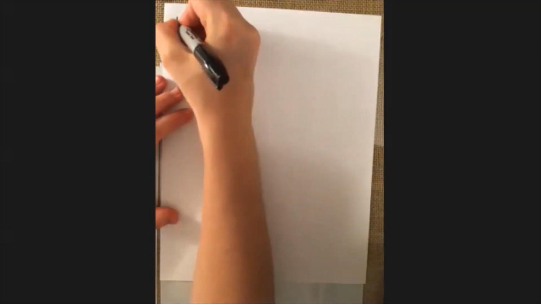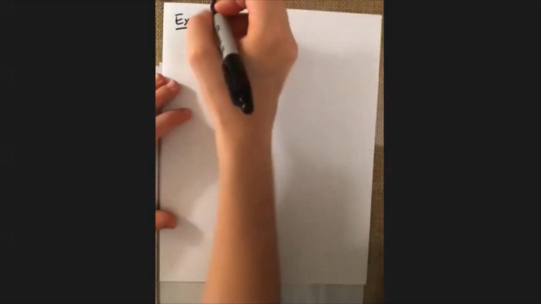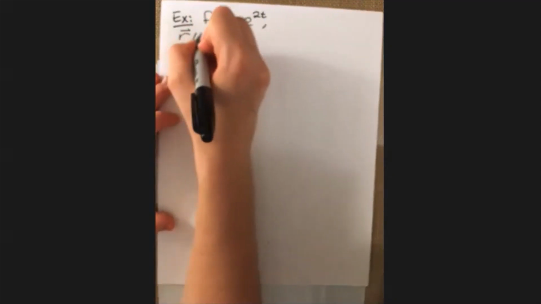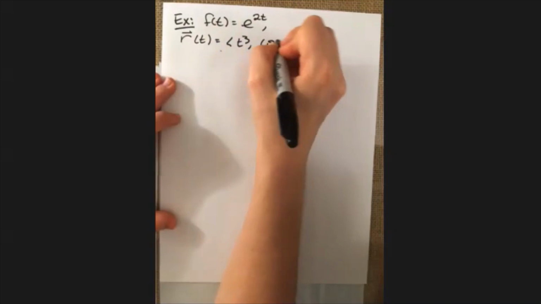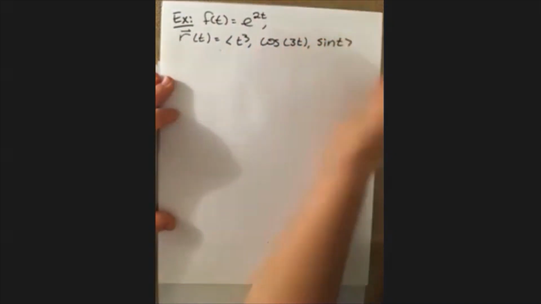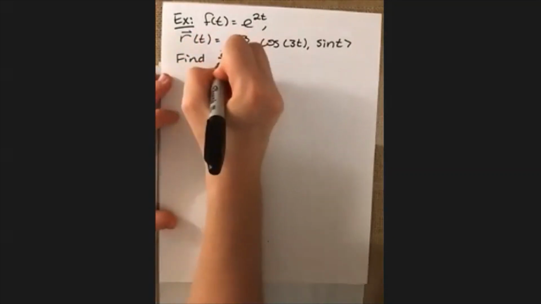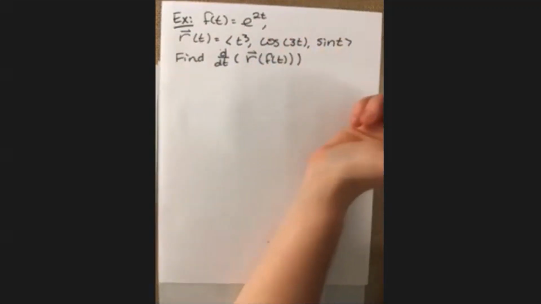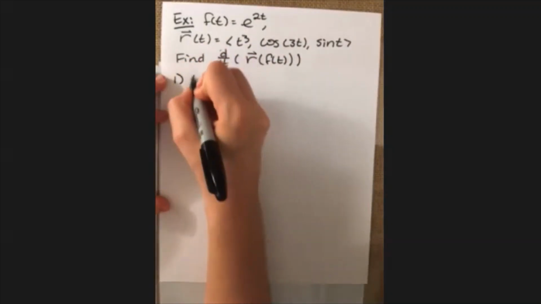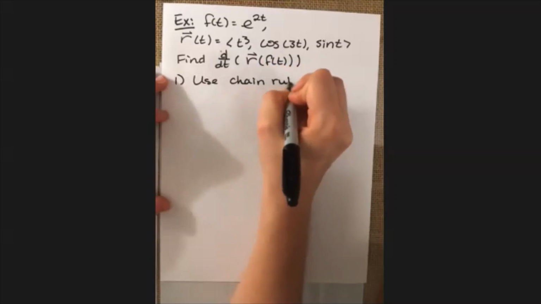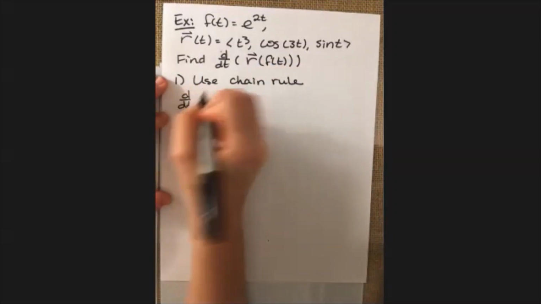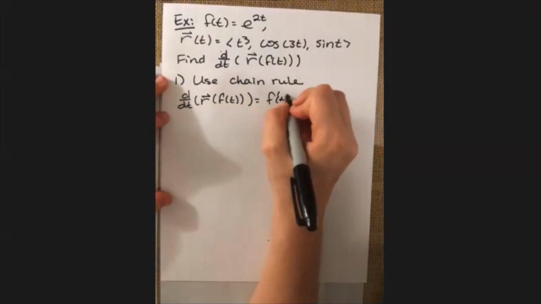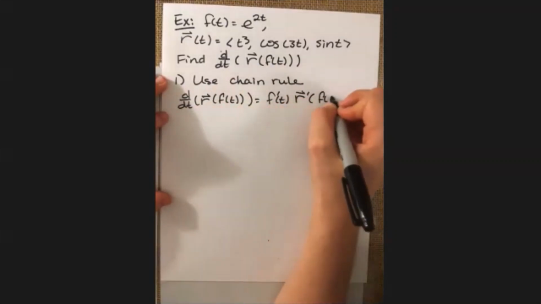Now, for our final example, we are going to look at a chain rule. So let's say that we have f of t equal to e to the 2t, and we are going to work with r of t equal to t cubed, cosine of 3t, and then sine of t. And we are going to find d dt of r with f of t plugged in, like so. So once again, we can use our two methods, the first of which being to use the chain rule. And in this case, d dt of r of f of t is equal to f prime of t times r prime of f of t.